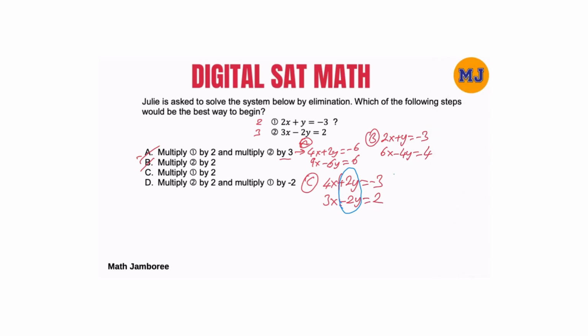Let me show you choice D as well. Multiply the second one by 2. Let's do that first. That gives us 6x minus 4y equals 4. And the first one by negative 2: negative 4x minus 2y equals positive 6. When you add them, neither x nor y has anything in common. Therefore, this couldn't be the answer. So the answer for this question is C.